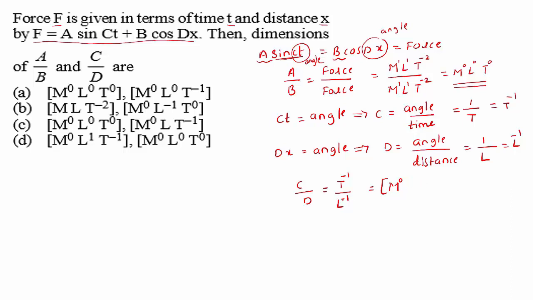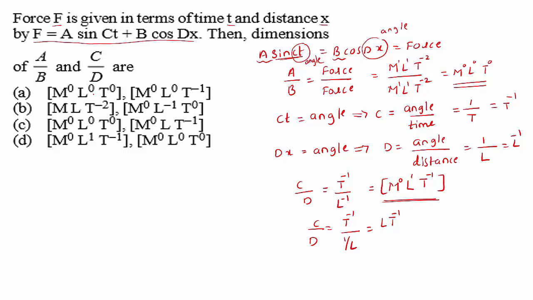So L raised to minus 1 can be written as t raised to minus 1 divided by 1 by L, or we can write L t raised to minus 1. M raised to 0, L raised to 1, t raised to minus 1. So this is the value for C by D. Is it clear? So what is the answer?